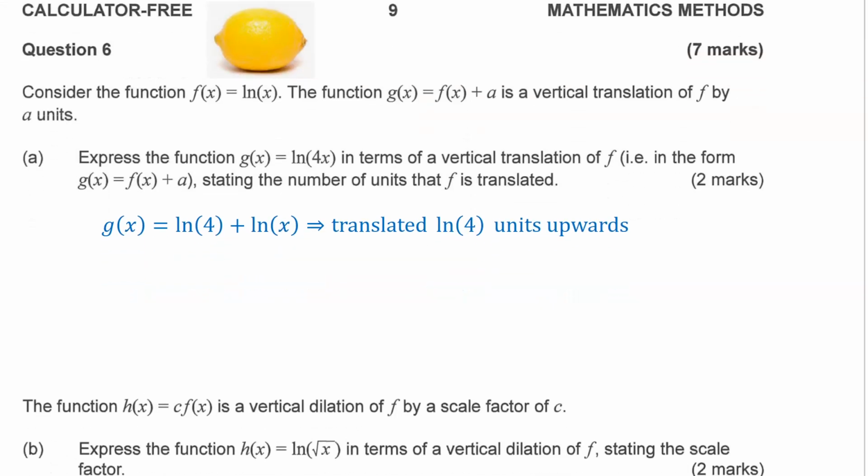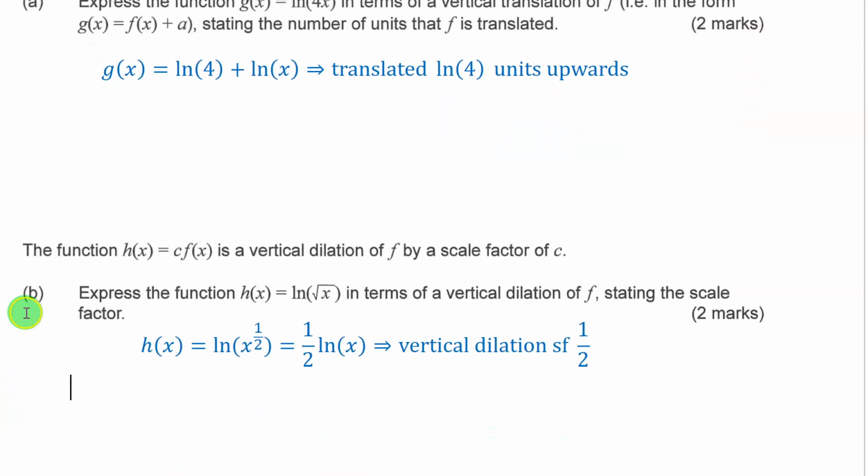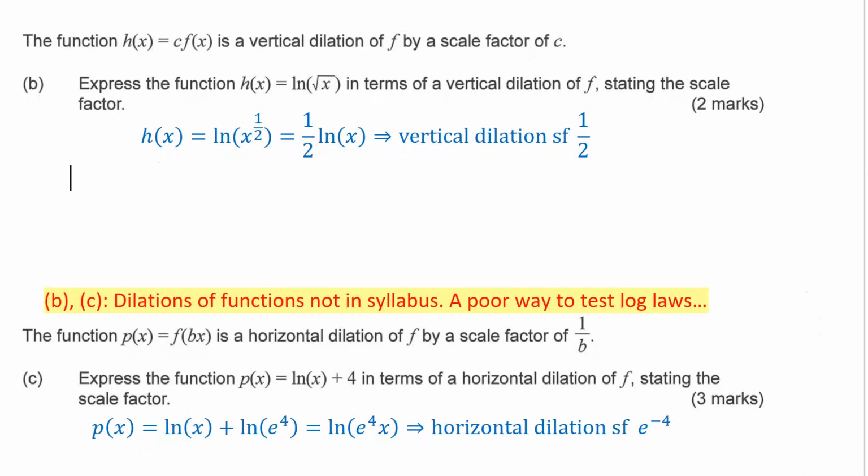Then when we move on to part B, this time we have got h of x is c times f of x, a vertical dilation by a scale factor of c. Now, we've got h of x is equal to log of root x in terms of a vertical dilation. So the first thing we have to do is recognize that root x can be written as log of x to the half, and then we can use our log laws to bring the half out the front, and therefore say that it's a vertical dilation of scale factor 1/2, which is the c there. So basically it is just log laws, and these dilations are definitely not in the syllabus in parts B and C.